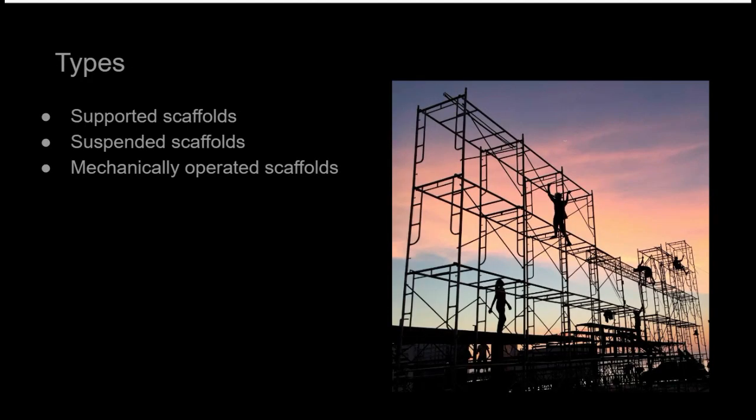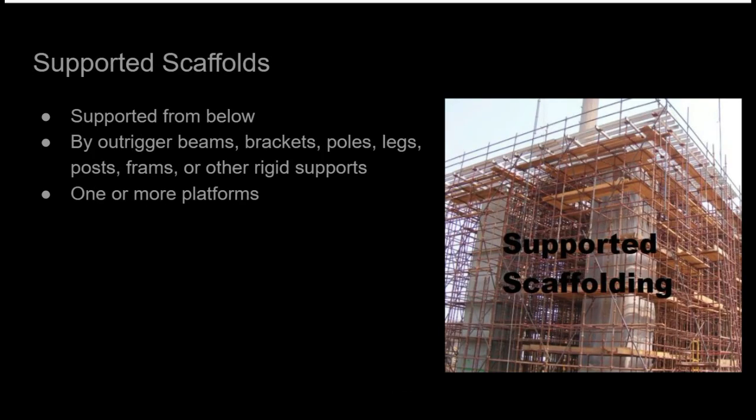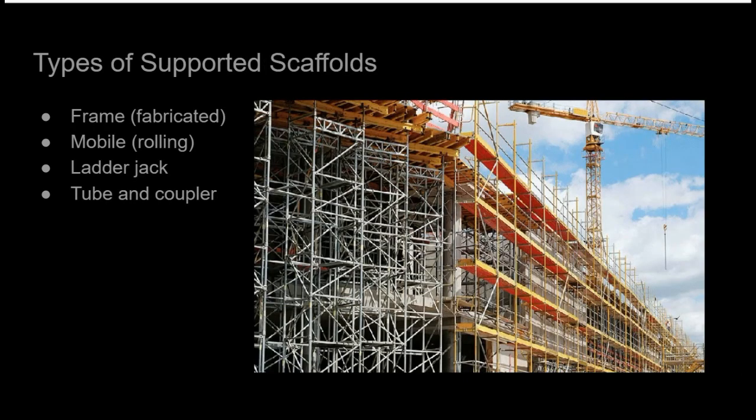There are 3 basic types of scaffolds: supported scaffolds, suspended scaffolds, and mechanically operated scaffolds, such as man lifts and aerial work platforms. This course focuses on supported scaffolds and suspended scaffolds. Supported scaffolds have 1 or more platforms supported by outrigger beams, brackets, poles, legs, posts, frames, or other rigid supports. There are several different types of supported scaffolds: frame or fabricated scaffolds, mobile or rolling scaffolds, ladder jack scaffolds, and tube and coupler scaffolds are among the most widely used types of supported scaffolds.